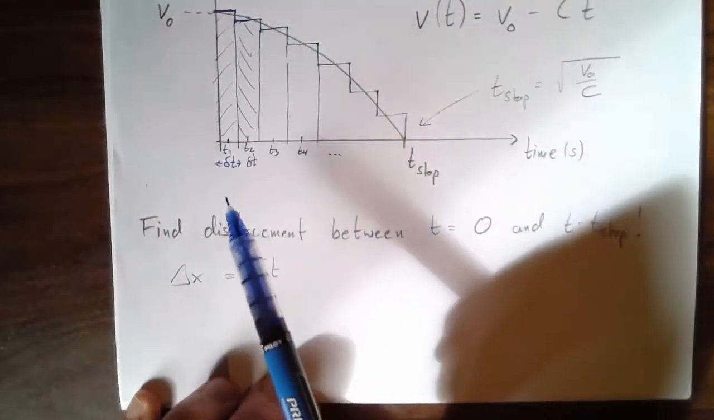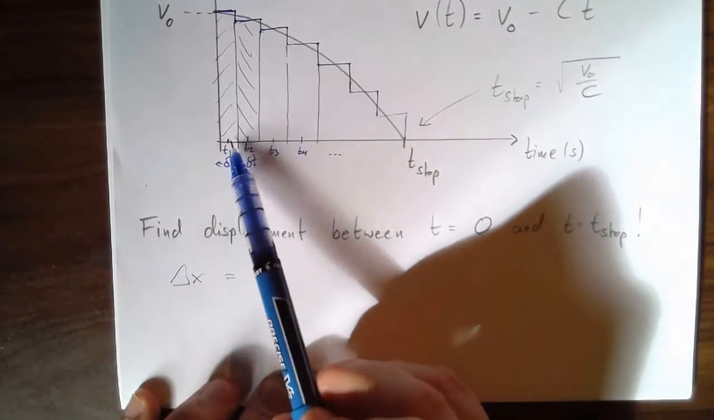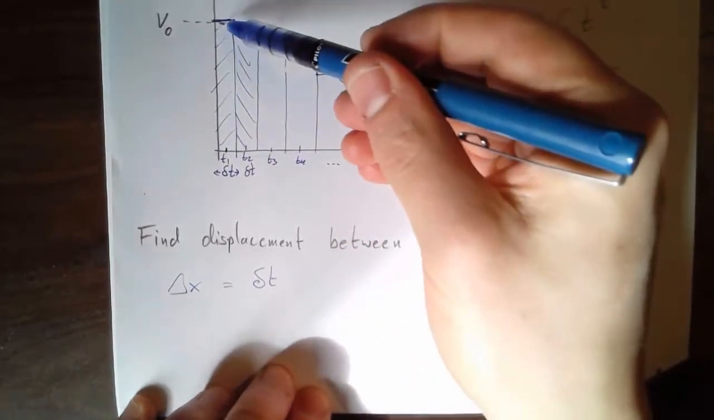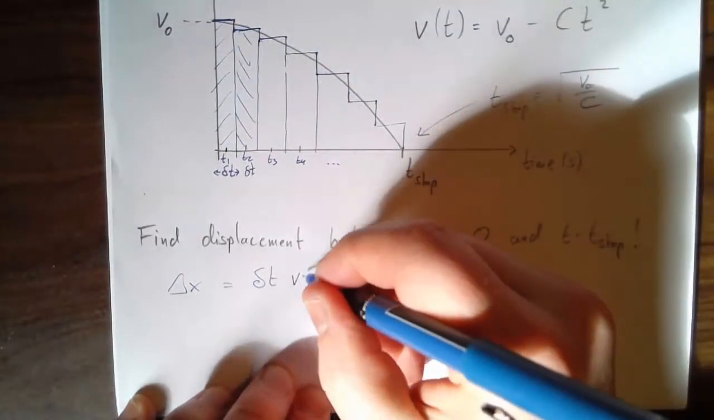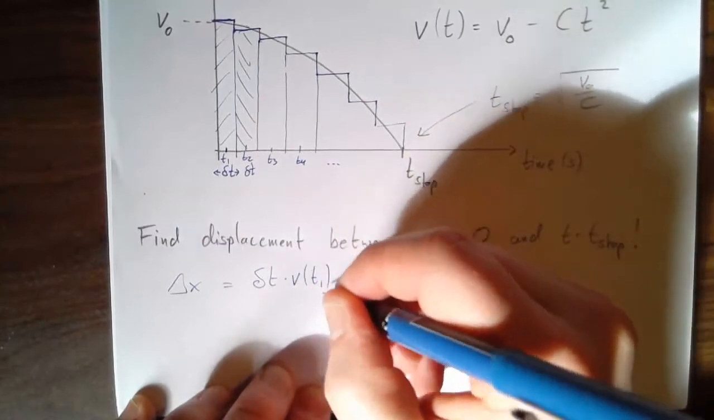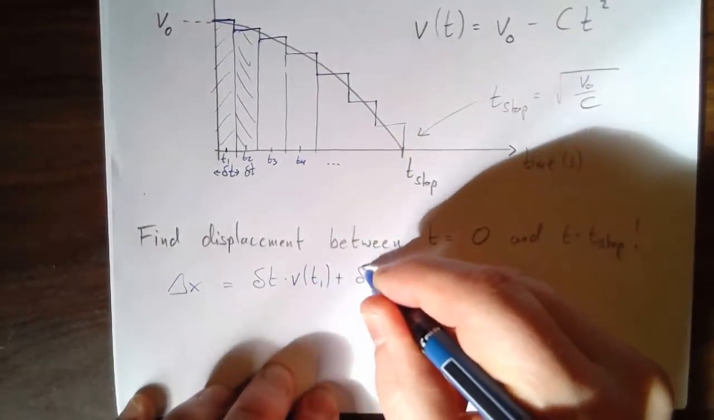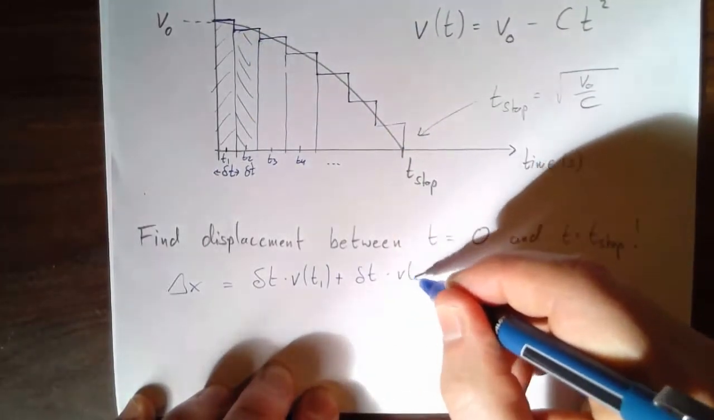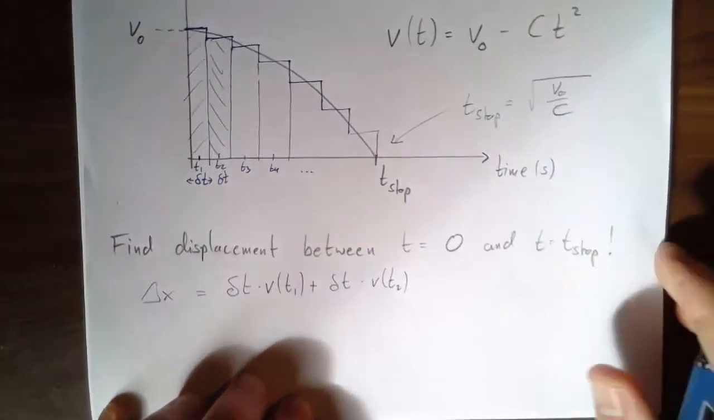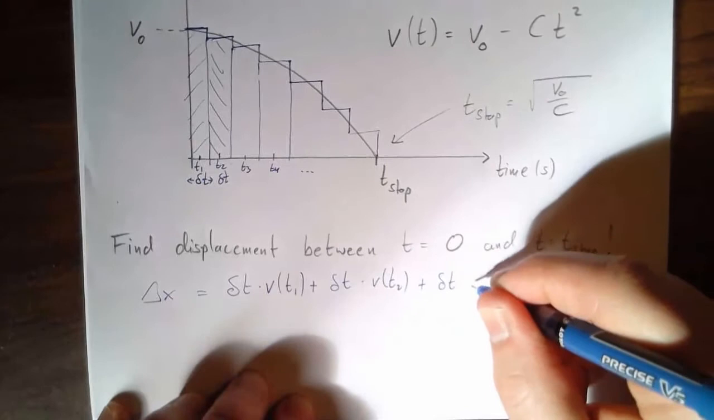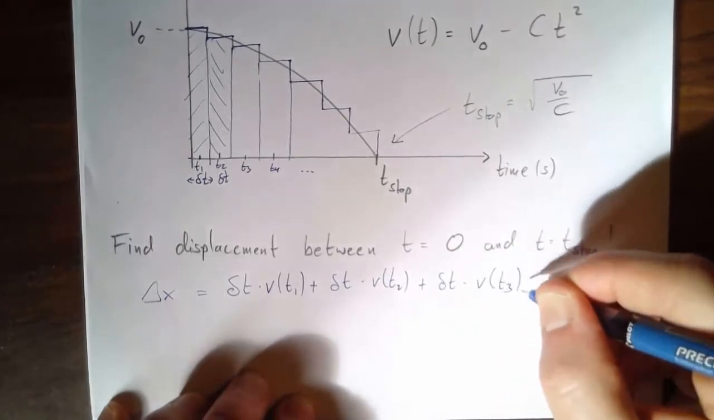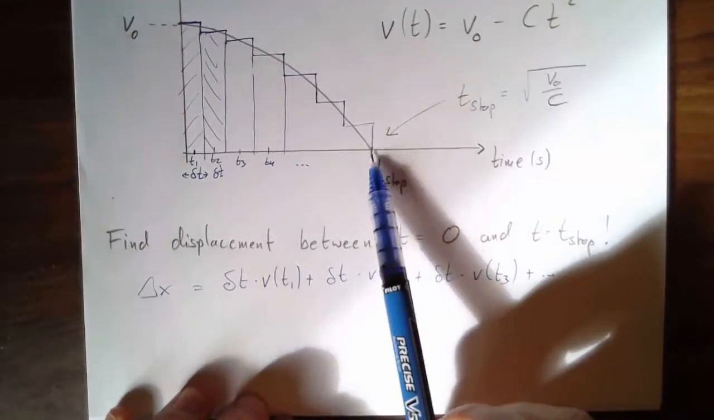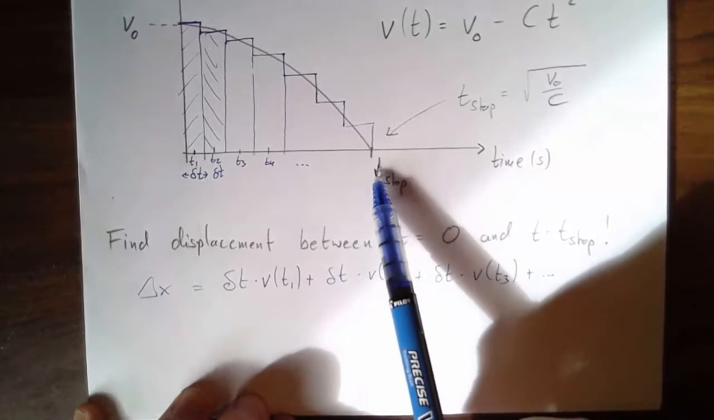Right. So the total distance traveled is going to be the width of this, delta t, times the velocity at this time, which you can read off the graph, v of t1. I add to that the second distance traveled during the second interval, delta t times v at the second time, plus the third chunk, and so on. But all the way up to the time when the time reaches t stop.